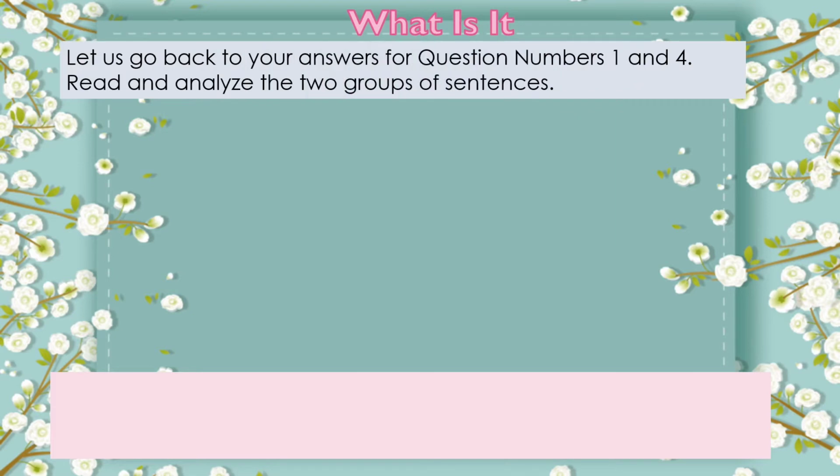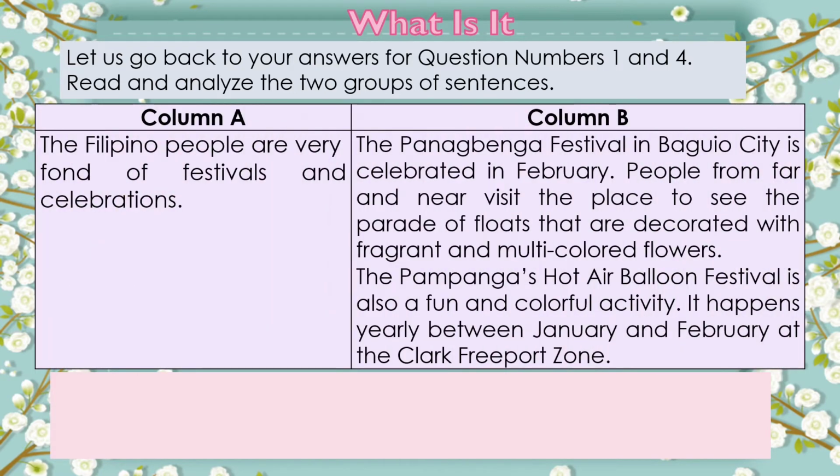So let's proceed to what is it. Let us go back to your answer for questions number 1 and 4. Read and analyze the two groups of sentences. We have column A and column B. For column A, the Filipino people are very fond of festivals and celebrations. And column B is the Panagbenga Festival in Baguio City is celebrated in February.